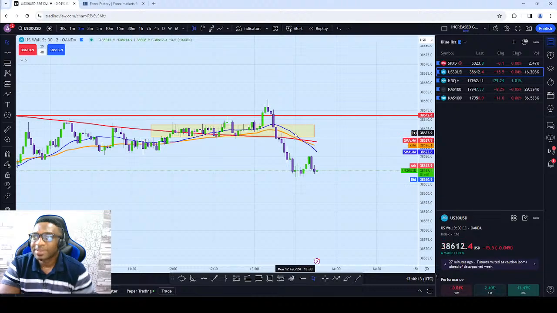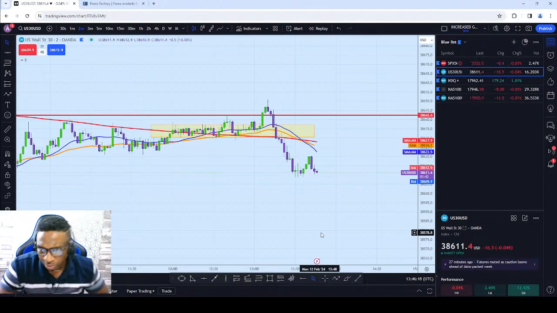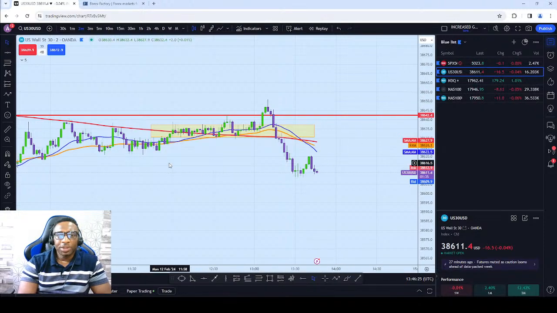So it looks like the second scenario we built here is the one playing out, but it might be too early, so we just wait and see what will happen.